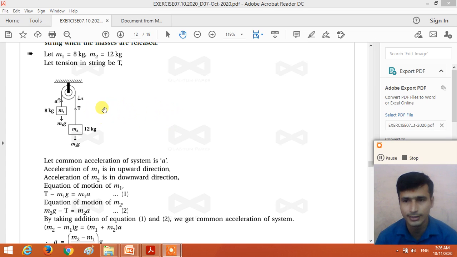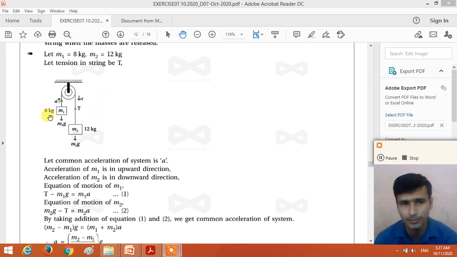So let us consider the forces acting on the objects. On the object of mass m1, the weight force m1g acts in the downward direction and the tension force produced in the string acts in the upward direction, and the object moves in the upward direction, right? Similarly, the forces acting on the block of mass m2: m2g in the downward direction, tension force T in the upward direction, and the acceleration of the object is in the downward direction.